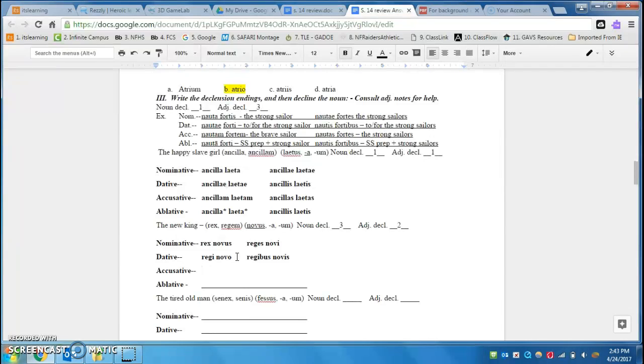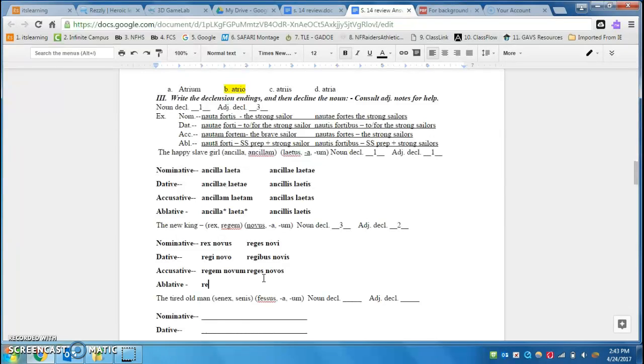All right. Moving on to accusative. Well, we're given the accusative right here, so we go with regem, accusative singular, and second declension accusative singular is um. Then we have reges for the third declension accusative plural, and novos, second declension accusative plural. Then we're left with our ablative.